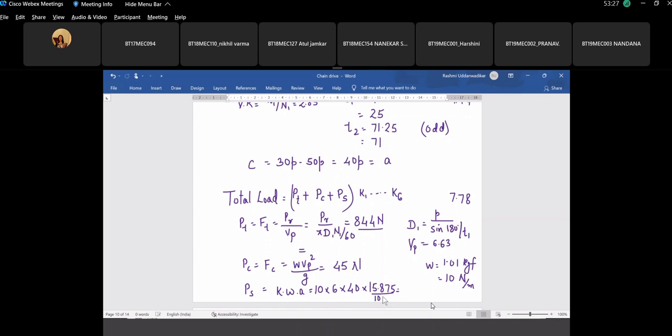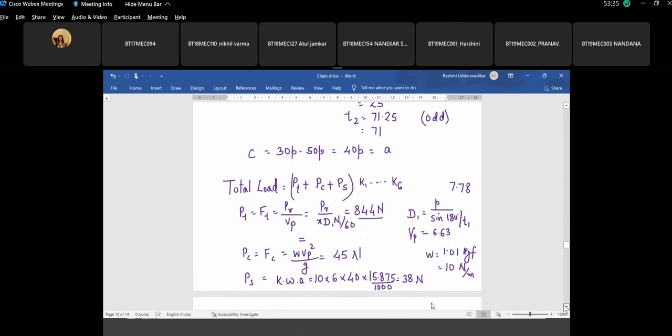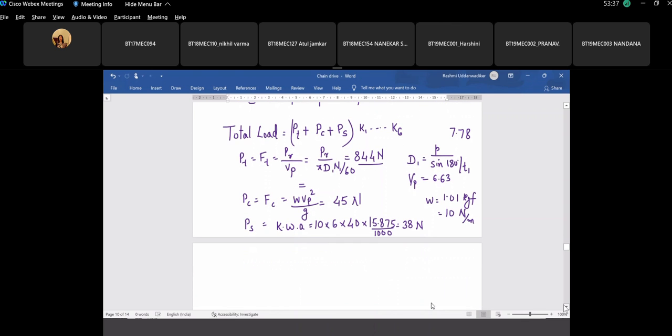It's in millimeters. 38 is correct. So now the total load is the sum of these three multiplied with all the factors. So this comes out to be 844 plus 45 plus 38. Again turn the pages, come to page number 7.76.